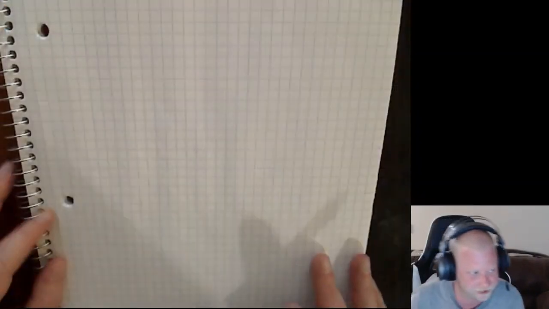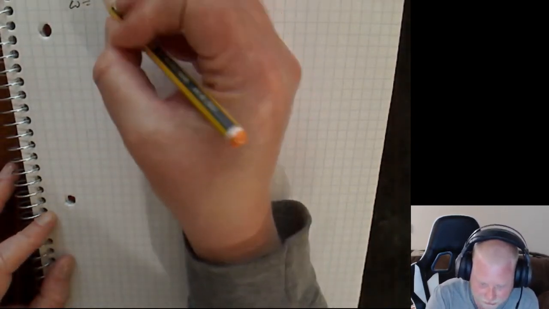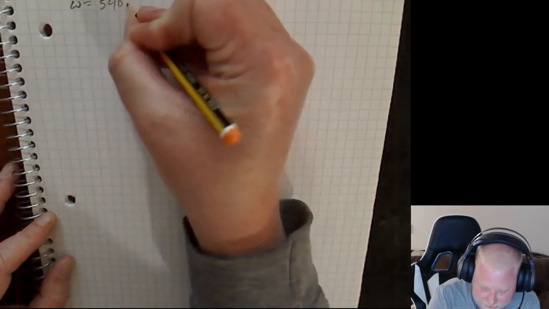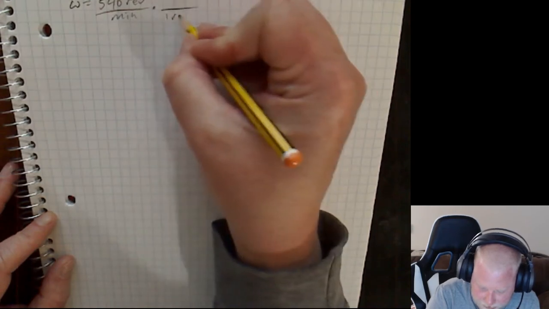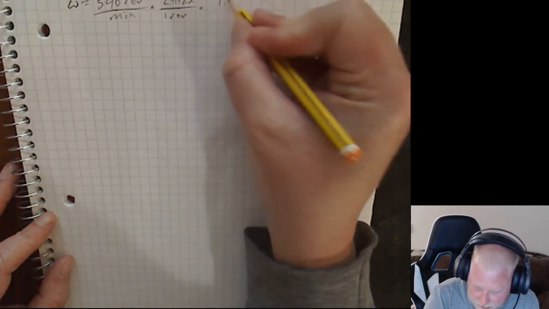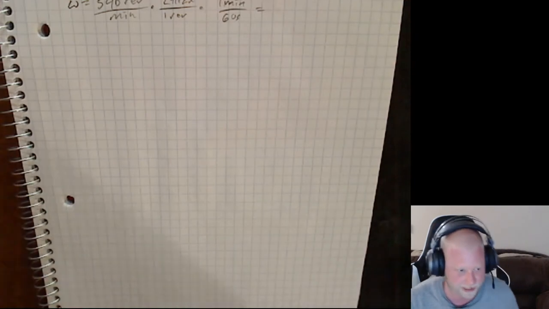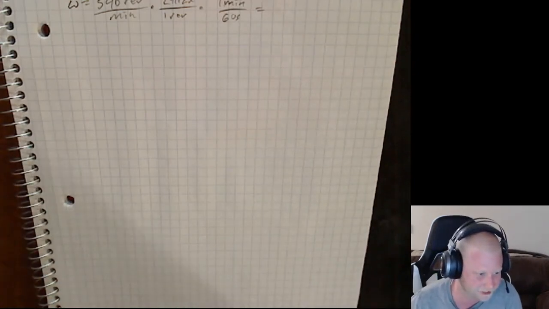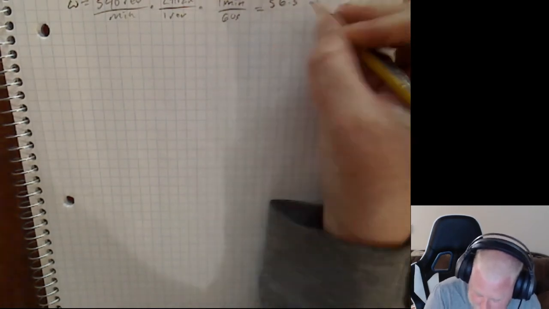Alright, so first things first, let's get that RPM into radians per second. So revolutions per minute. Again, one revolution is 2 pi radians. There's 1 minute per 60 seconds. And so we get an angular velocity of 56.5 radians per second.